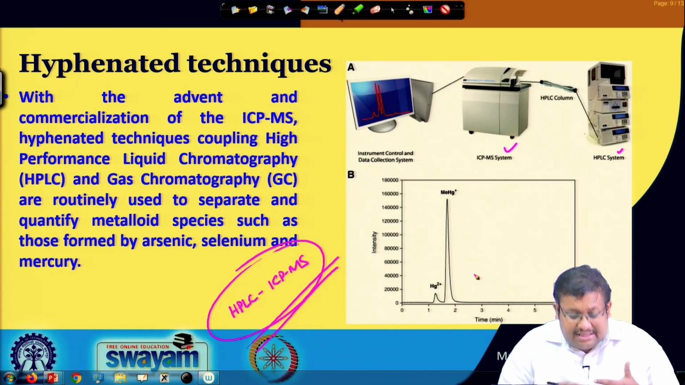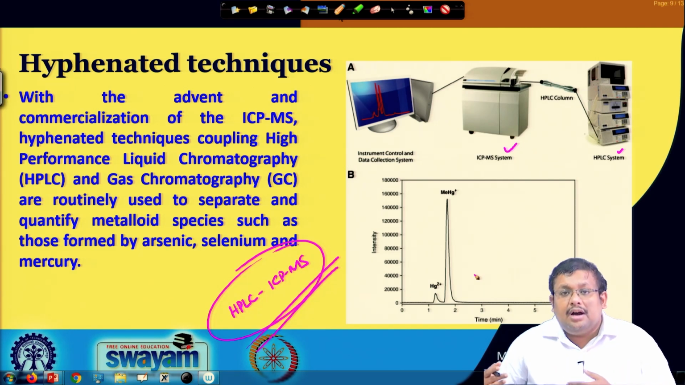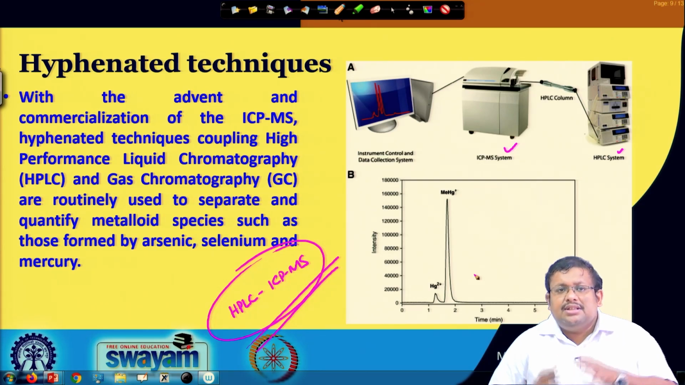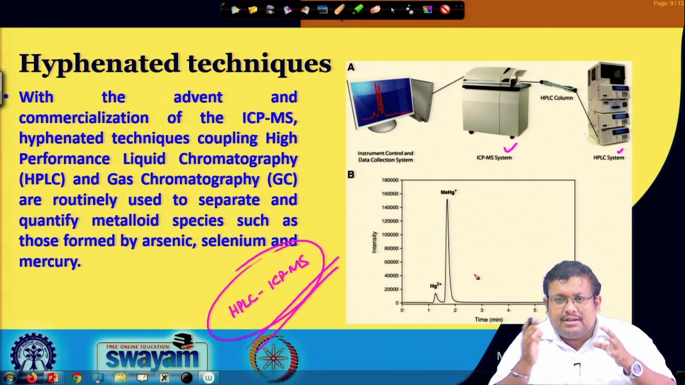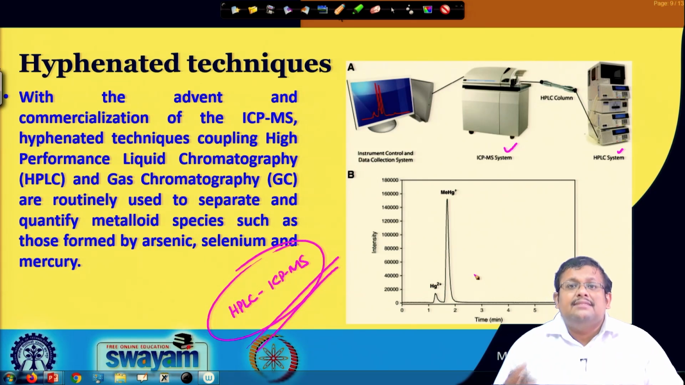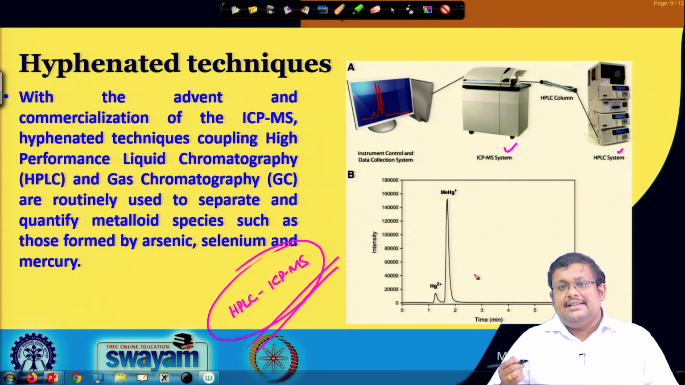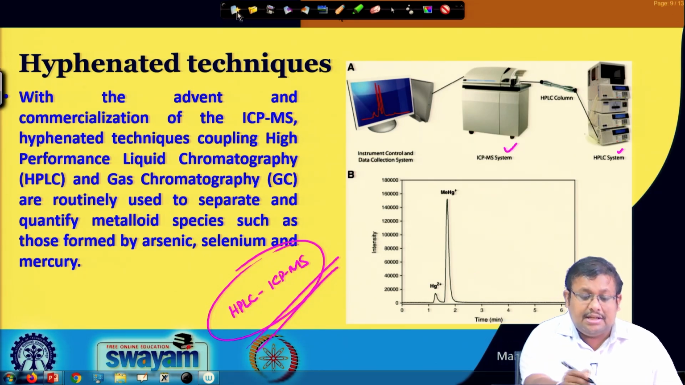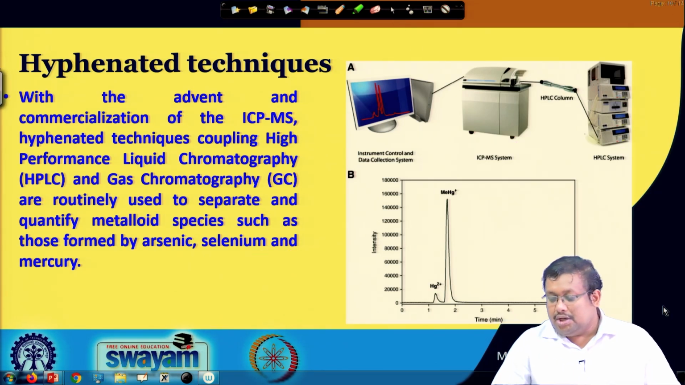As you can see here, the mercury species are measured through these hyphenated techniques. Sometimes instead of HPLC, we also attach gas chromatography, so GC-ICP-MS. These are hyphenated techniques used for more advanced, sophisticated and more accurate analysis of the desired species which are creating pollution in the soil.